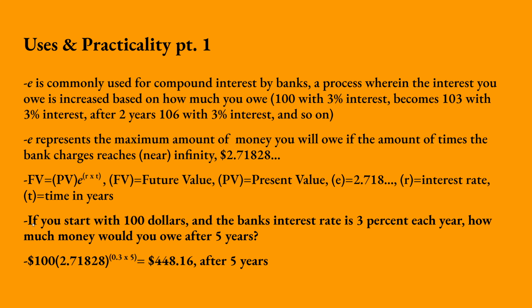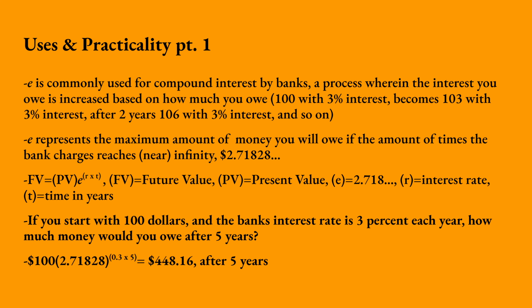So if you start with $100 and this specific bank's interest rate is 3% every year, they charge you 3% each year, how much money would you owe after 5 years? So you start with $100 as your present value, then you multiply by E, your constant, and then you put that to the power of 0.03 for 3% interest times 5 for 5 years. And that'll give you $448.16. And this is used very commonly by people to find out how much they're going to owe a bank in X amount of years.